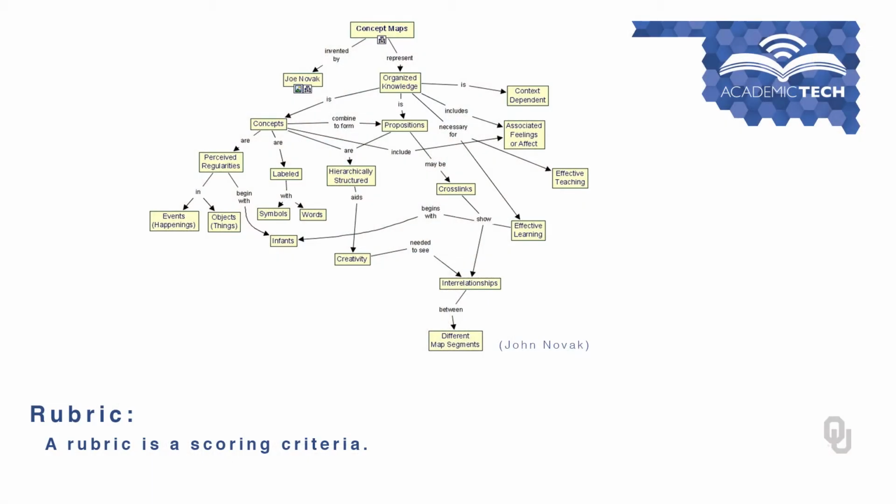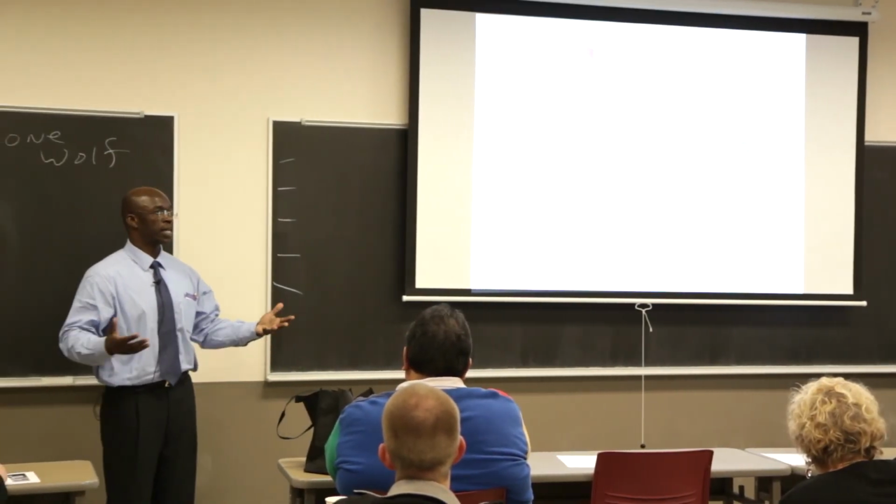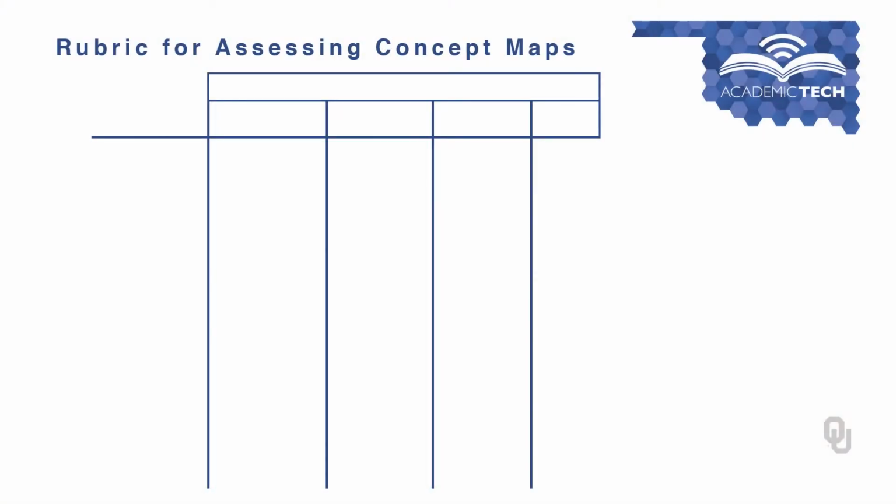A rubric is basically a scoring criteria. In this case, you've given students an assignment to come up with concept maps, either at the individual level, group level, or the entire class. And you want to find out the extent to which their concept maps have met your expectations. So they measure the quality of their concept maps. Here you would have criteria, and then you would have levels of performance over here, where this could be exemplary, this could be good, this could be fair and poor.